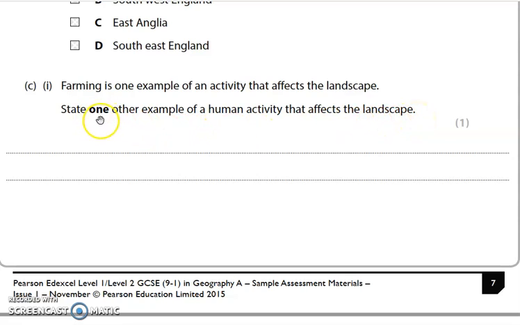It's only one thing that we need to give. All we need to do is state it. We don't need to explain it, and it's only worth 1 mark, so 1 minute. So have a go now.